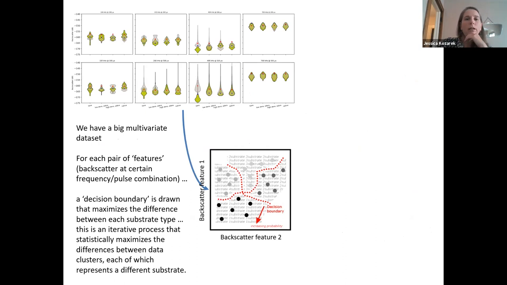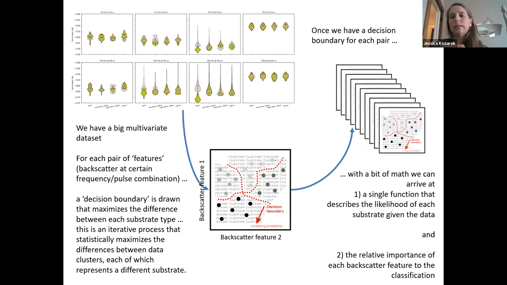So basically, this is a large multivariate data set, and we're taking all of this information, plugging it into some machine learning algorithms or data-driven algorithms in order to find where the differences are in classifying these different types of substrate. And once we have these decision boundaries, we can arrive at a function that describes the likelihood of each substrate given the data. We can then determine the relative importance of each backscatter feature to the classification. And by backscatter feature, what I mean here is that combination of sonar settings.